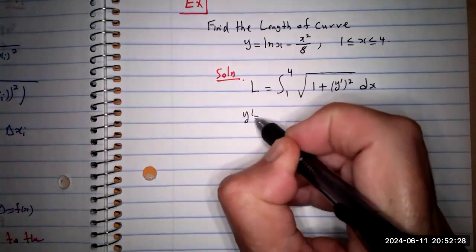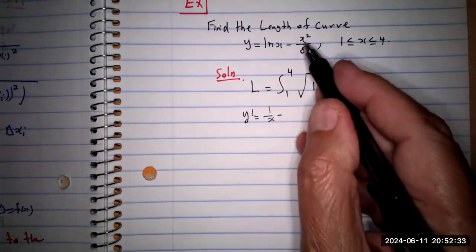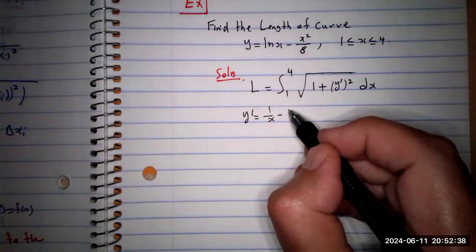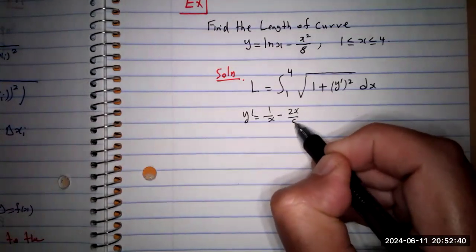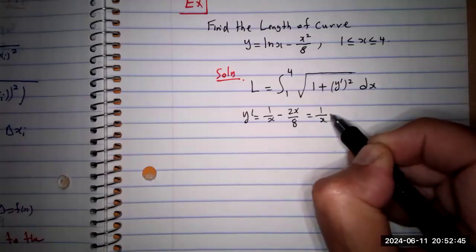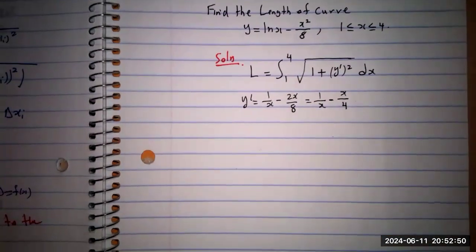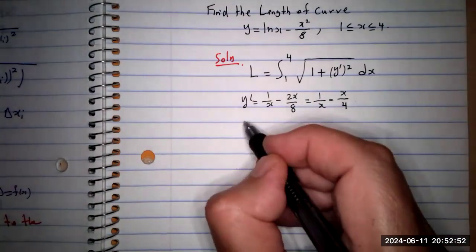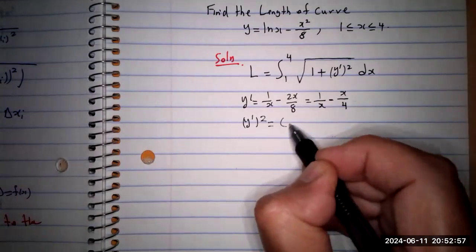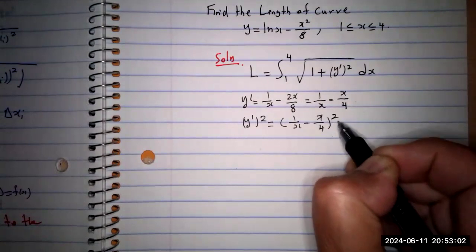The derivative of ln x would be 1 over x, and this is like 1/8 of x squared. The derivative of x squared is 2x over 8. We simplify these two, so that would give us 1 over x minus x over 4. This is y prime. So we are going to find y prime squared, which would be 1 over x minus x over 4, all squared.